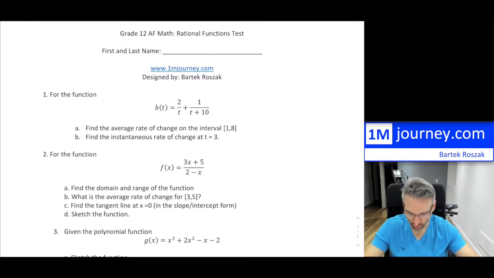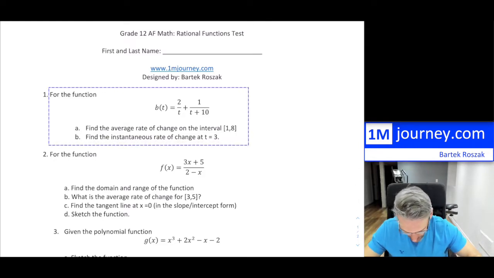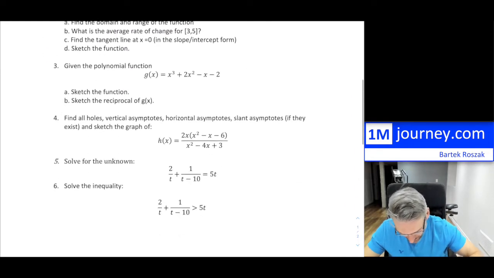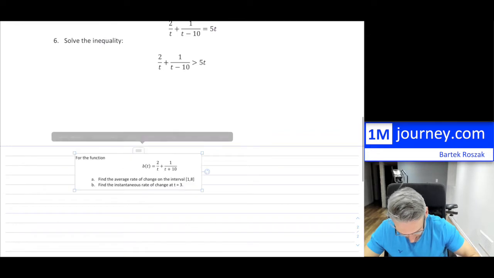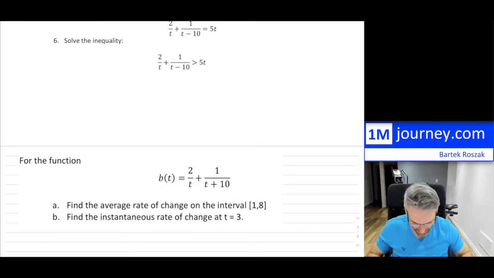Okay, so question 1. I'm going to just copy it and bring it down. Let's see what this one is all about. For the function b of t equals 2 over t plus 1 over t plus 10, so it clearly is a rational function. Find the average rate of change on the interval 1 through 8, and then b, find the instantaneous rate of change at t equals 3.